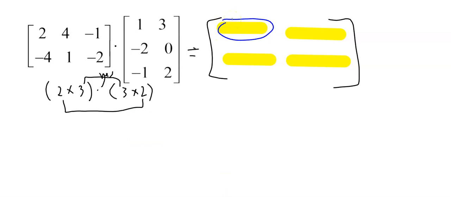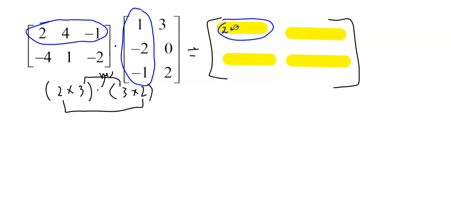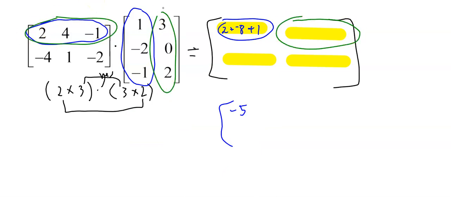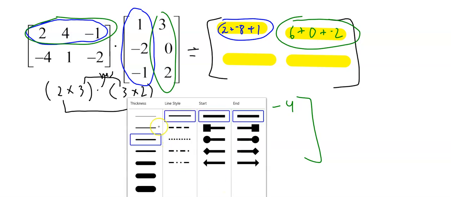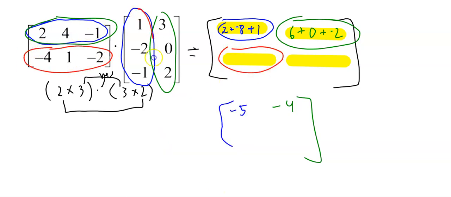Okay, so top left. So top, again, always row by column. So top row, left-hand column to get this one. So this would be 2 times 1, which is 2, plus 4 times negative 2 is negative 8, plus negative 1 times negative 1 is 1. So I have 3 plus negative 8, which I think is negative 5. And let's do the next one. This is top right, so top row, right column, so 3 times 2 is 6, plus 0 times anything 0, plus negative 2 is negative 4. And let's do the bottom left. So bottom row, left-hand column, negative 4 plus negative 2 plus positive 2 is negative 4, I believe.